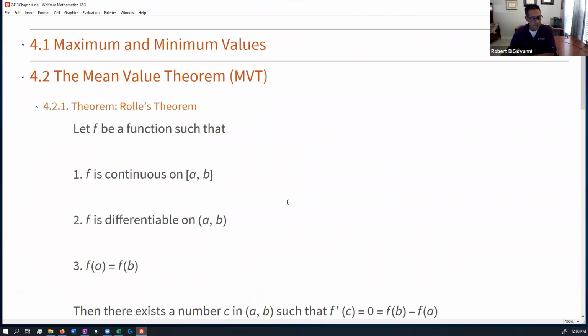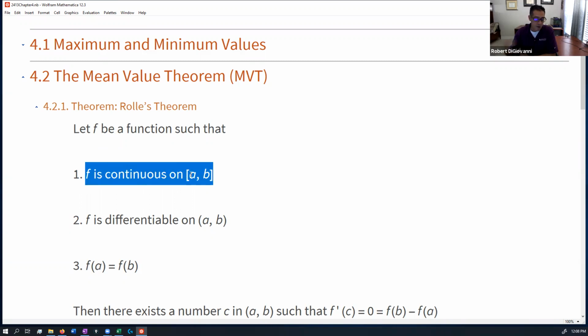It says here, let f be a function such that these three conditions are true. So you've got some function sitting out there. First thing is it's continuous on some closed interval. All that means is that, on some closed interval, you can draw it without picking up your pencil. You don't have any breaks or jumps or anything like that in the function.